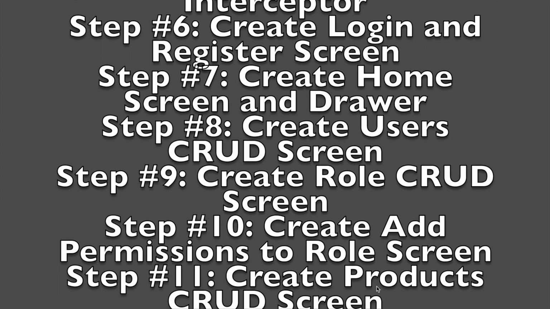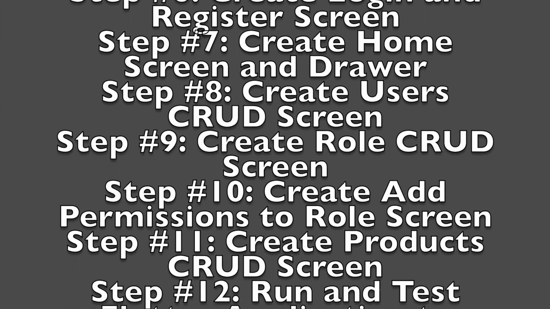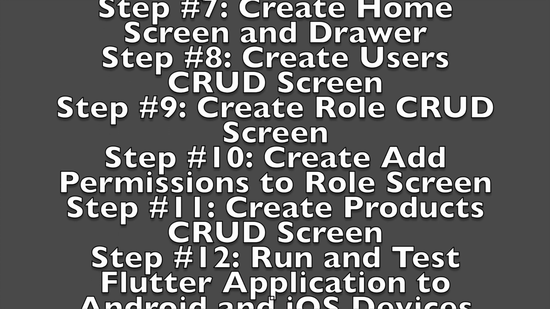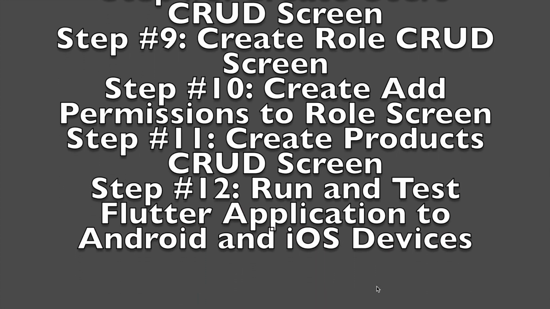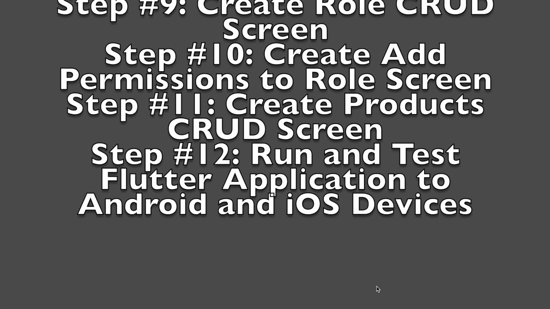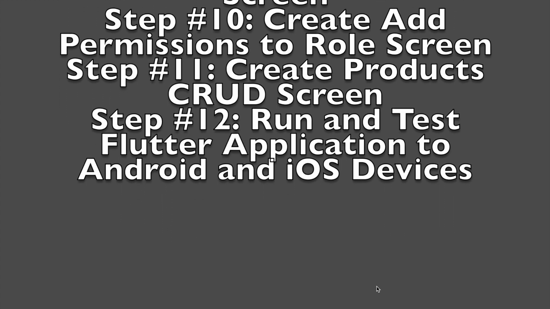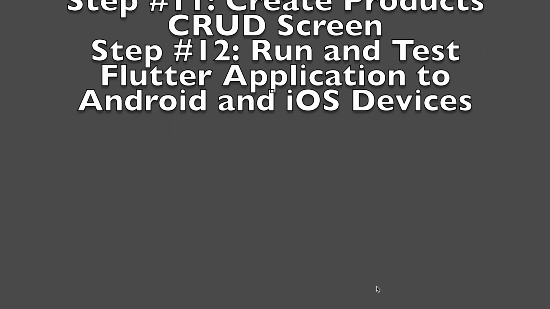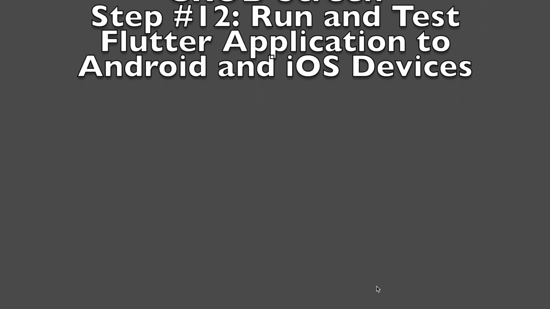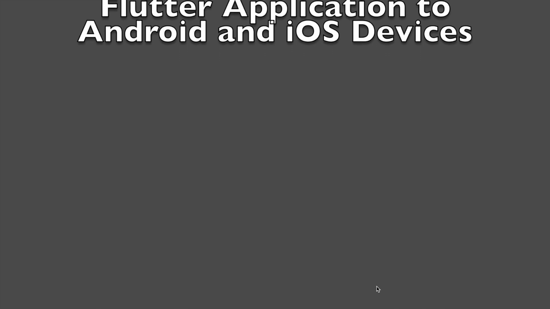Step number 8, create users CRUD screen. Step number 9, create role CRUD screen. Step number 10, create add permissions to role screen. Step number 11, create product CRUD screen. Step number 12, run and test Flutter application on Android and iOS devices.